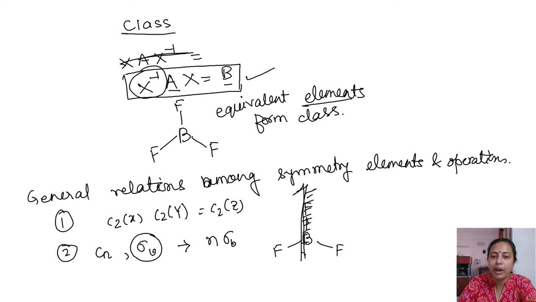Now if you can find out that there is one sigma v, then there should be three sigma v's, because there is one Cn axis and the sigma v is containing this particular Cn axis. So actually there are three sigma v's. This is also a sigma v. This is also a sigma v. So there should be three sigma v's.